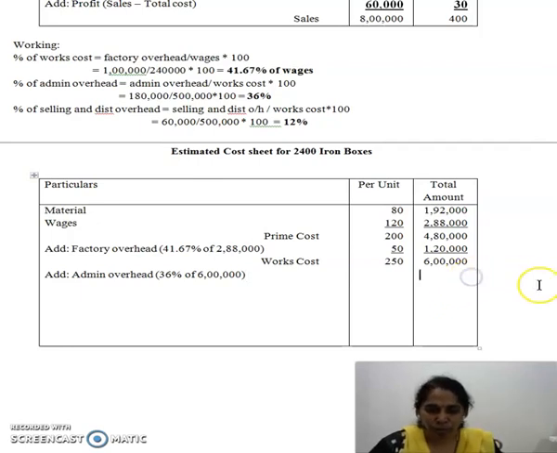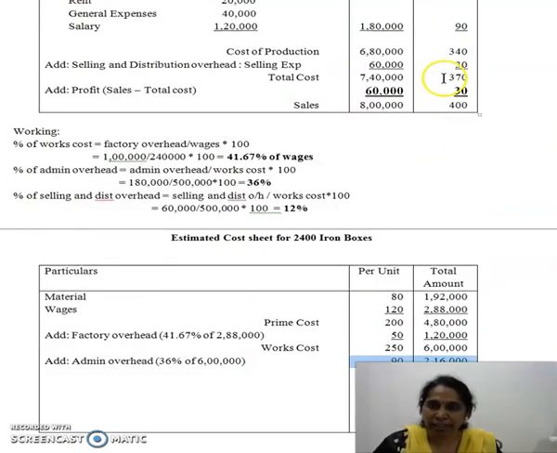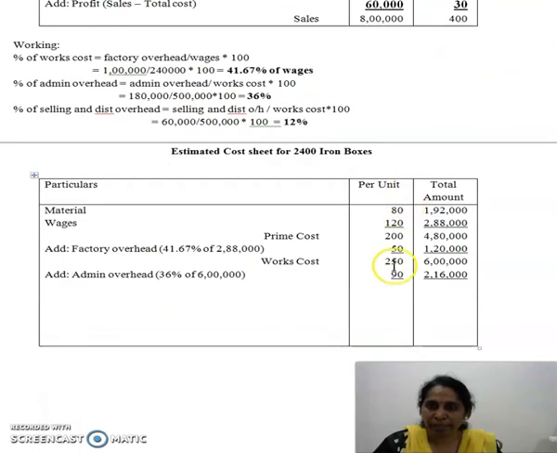So 2,16,000 for 2,400 units. But I want it for 1 unit. So 2,16,000 divided by 2,400 units. It is coming 90 rupees. Okay, so I am taking 90 rupees. Either you can use the percentage or you can take the same per unit amount. So here also 90 rupees is there. Same thing you can take.